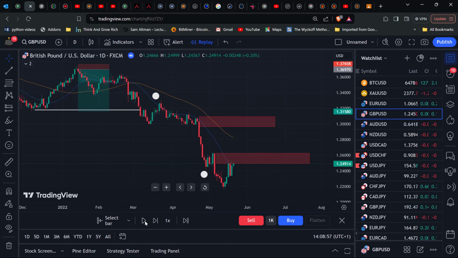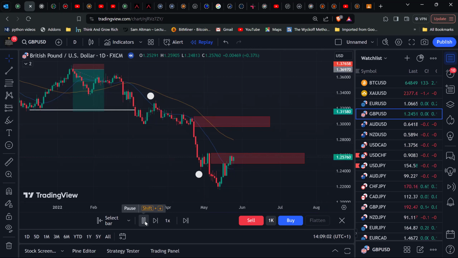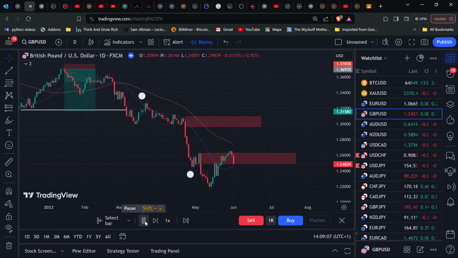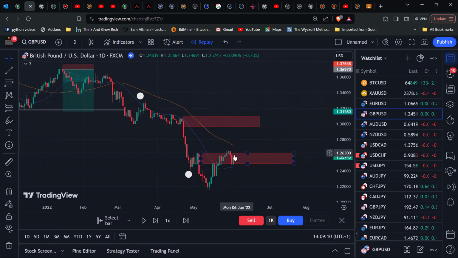Okay, and let's see. Do we get a rejection candlestick from there? Give me a rejection. Yeah. So this candle here is a good enough rejection candlestick. It broke below the low. So I'd have gotten involved in a trade like this.